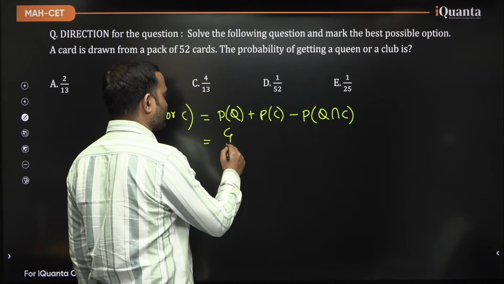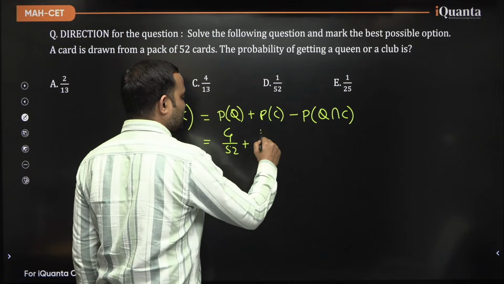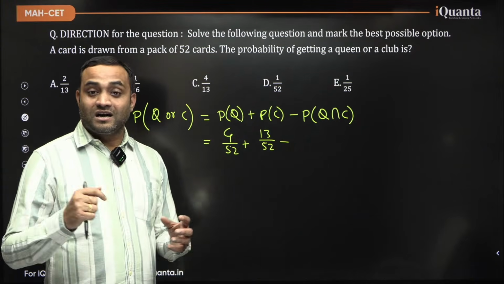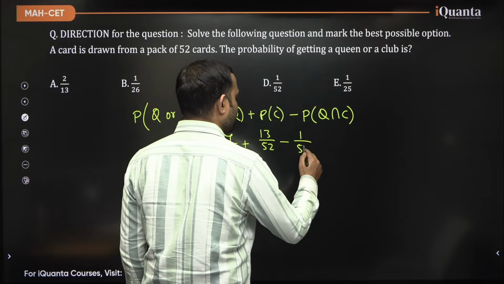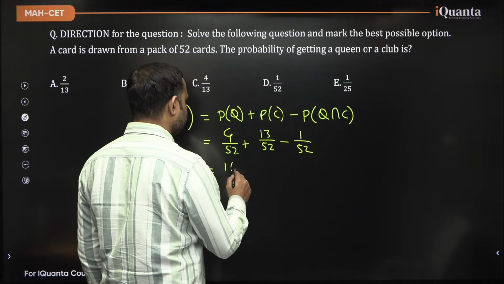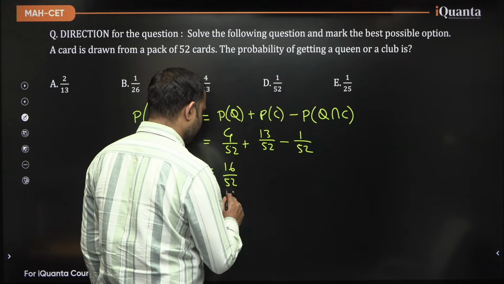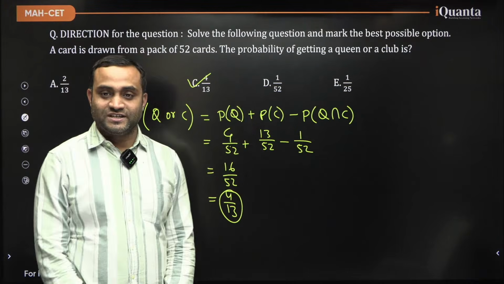There are 4 queens. So 4 by 52. How many clubs are there? There are 13 clubs. So 13 by 52. And how many cards are common in these two? One card, queen of clubs. So 1 by 52. That gives us 16 by 52, which is equal to 4 by 13. 4 by 13 means answer is option C.